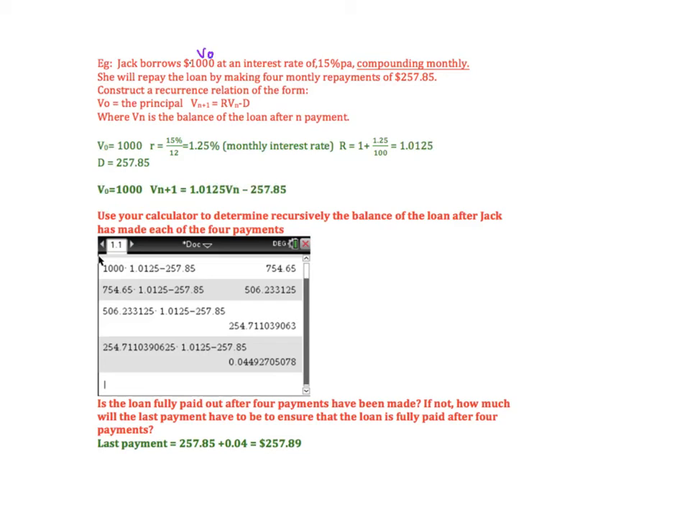Okay, so if we have a look, Jack borrows $1,000, so that's my V0, at an interest rate of 15% per annum. So this is your R, and when they say compounding monthly, that means our n equals 12. So you can see here, I divided it down there. When you're working out the rate, you can do it all in one go. I could have gone 1 plus 15 divided by 12 over 100 and pressed enter, and I would have got the 1.0125.